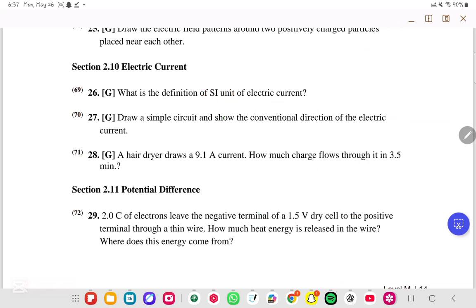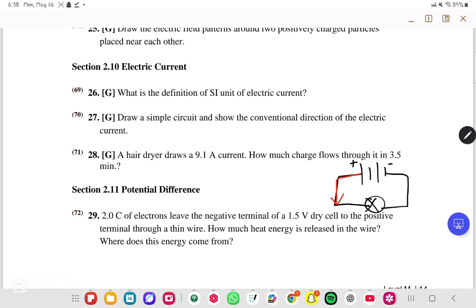We move on to number 27, grid. They said draw a simple circuit and show the conventional direction of the electric current. So let's draw a simple circuit. For example, you will have the cell. This is the cell over here. The long side is the positive, the short side is the negative. Then you have the connecting wires, and then you will have anything like a light bulb, for example, and you will connect it over here. Now, the direction of the current is always from positive to negative, but pay attention.